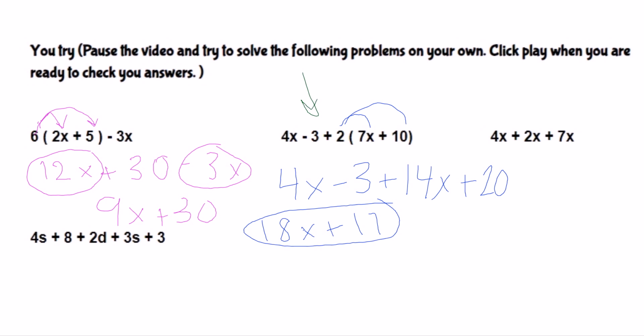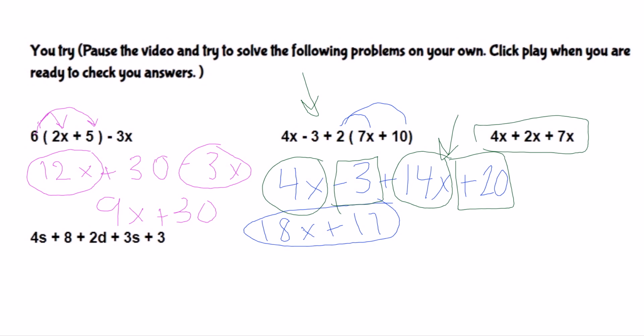On this example, 4x minus 3 plus 2, and then you have to multiply the 2 to everything in the parentheses. So I got this, and then I was able to simplify and combine the 4x and the 14x, and then I was also able to combine the minus 3 and the plus 20. So my simplified answer is circled in blue. The last two examples are a little bit easier. On this one, everything can combine. 4x, 2x, and 7x. Just add up all of your x's. So 4 plus 2 is 6. 6 plus 7 would be 13x.